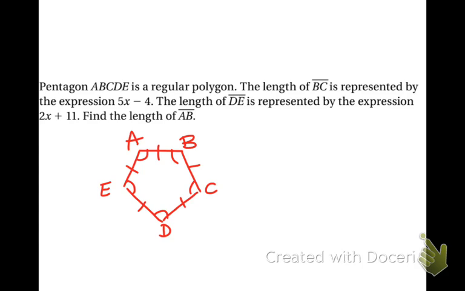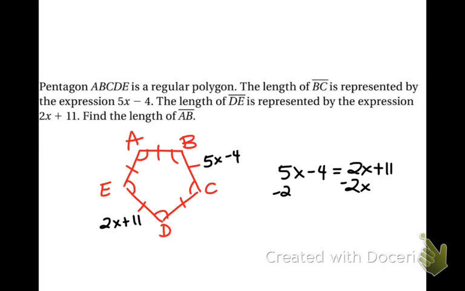Okay, so now it's telling me the length of BC is represented by the expression 5x minus 4. So at BC, I'm going to put 5x minus 4. At DE, it's 2x plus 11. So what am I going to do to solve for x? Set them equal to each other. So 5x minus 4 equals 2x plus 11. What would you guys do algebra-wise? Subtract your 2x from the 5x, which gets you 3x minus 4 equals 11. Add 4, so 3x equals 15.